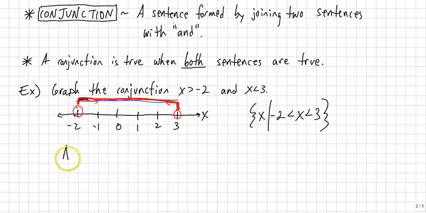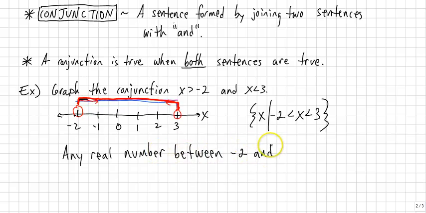So verbally, this would be any real number between -2 and +3. So this would be a visual representation of that conjunction. This would be the solution set, and then this would be a verbal representation.